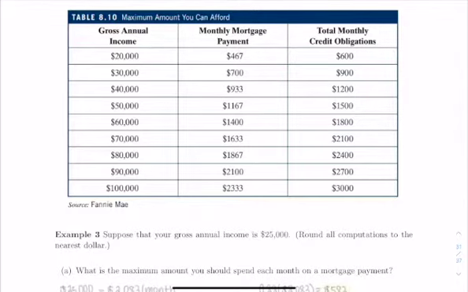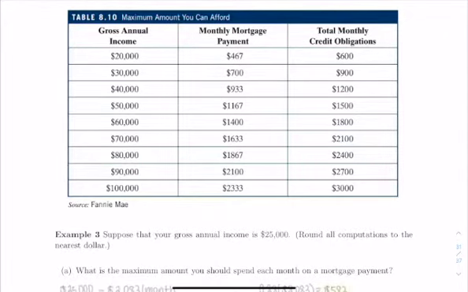So just to keep in mind, the total monthly credit obligations include your mortgage payment in that total. So looking at $60,000, if I'm allowed to spend $1,400 on my mortgage and $1,800 on my total monthly, it's saying that I can only spend an extra $400 on credit card bills, car payments, student loans, and medical debt.